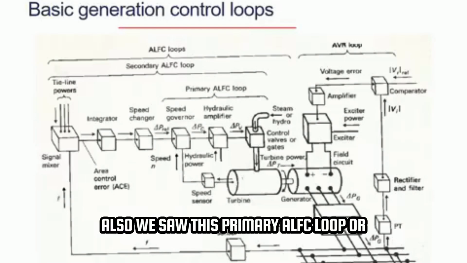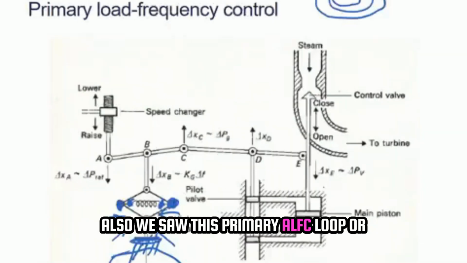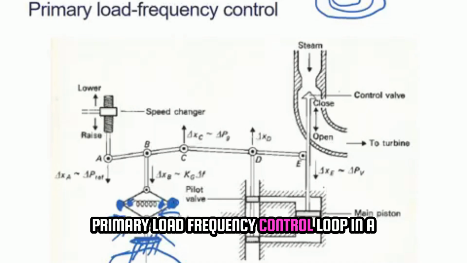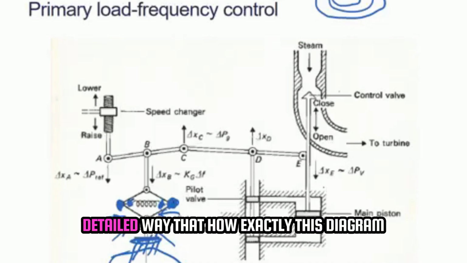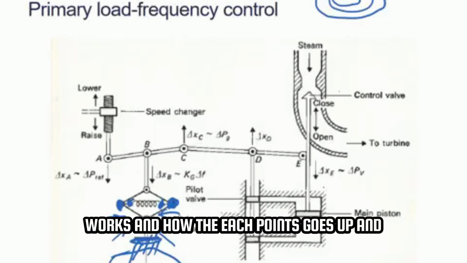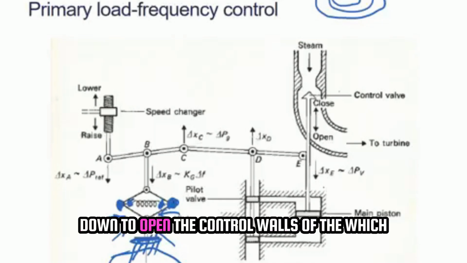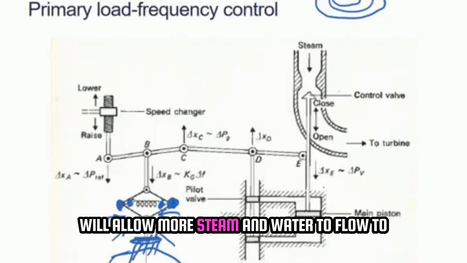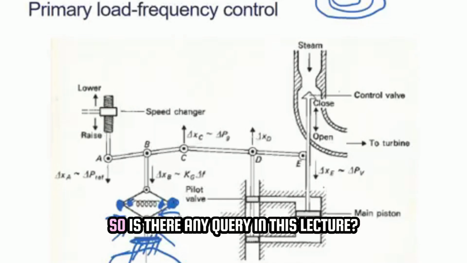Also, we saw this primary ALFC loop, or primary load frequency control loop, in a detailed way, how exactly this diagram works and how each point goes up and down to open the control valves, which will allow more steam and water to flow to the turbine. So is there any query in this lecture?